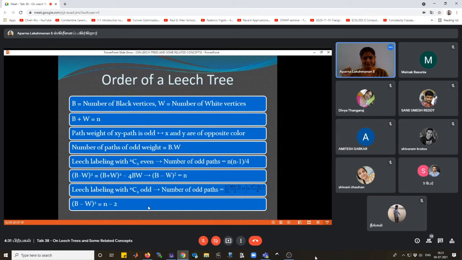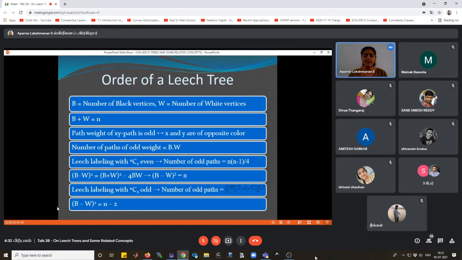What is there in that? Actually, we have proved that the order of a leech tree will be either a perfect square or a perfect square plus 2. Whatever be B and whatever be W, B minus W whole square is a perfect square, right? In this case, we have n equal to B minus W whole square. In this case, you have n equal to B minus W whole square plus 2. So the order of a leech tree will always be either a perfect square or a perfect square plus 2.